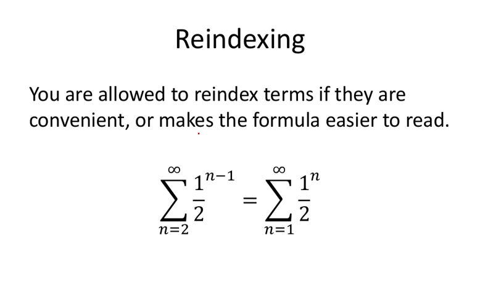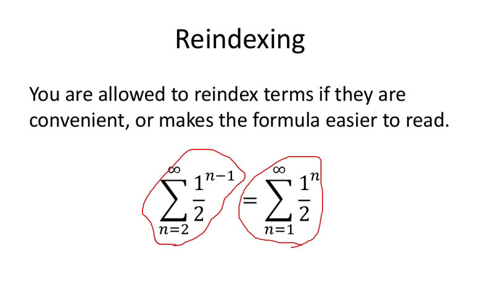And that process is called reindexing too, where you adjust your starting value and your exponent to make them more readable. Like I said, this is easier to read than this. In fact, starting off at n equals 2 is almost a dirty trick, because people usually expect these to start off at 1 or 0. Starting off at 2 is a little bit weird, so not very common. But they're equivalent. They do the same thing. They're the same sum, same series. They're both geometric series with r equals 1/2.